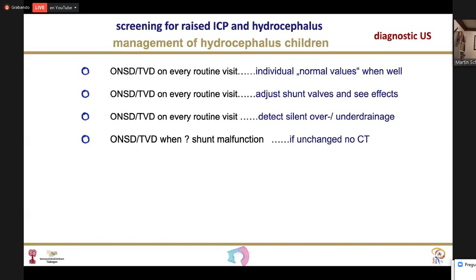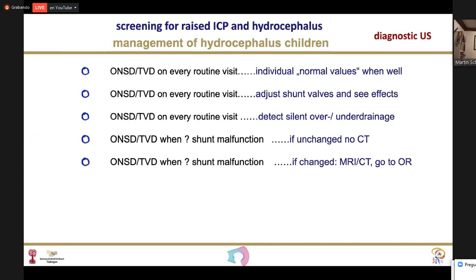If a child comes into the emergency room with vomiting and you think it's query shunt malfunction, if ONSD and TVD are unchanged, we do not do a CT scan anymore. We observe the child for one night, and so far we had no false negative ONSD and TVDs in this series in the last years. If ONSD and TVD are up, we know we have shunt malfunction. We still get a scan for medical legal reasons before we go to the OR.